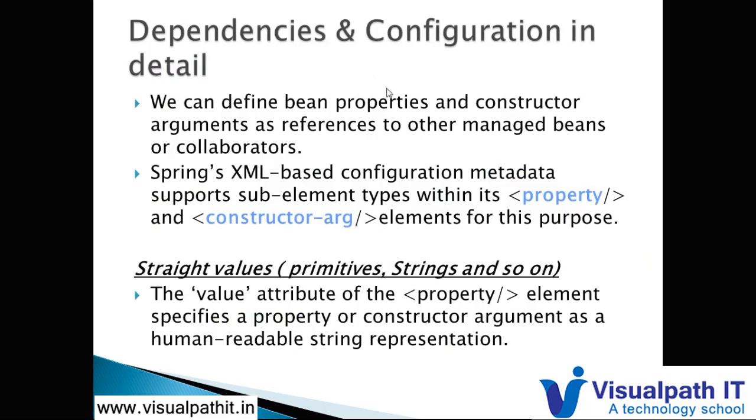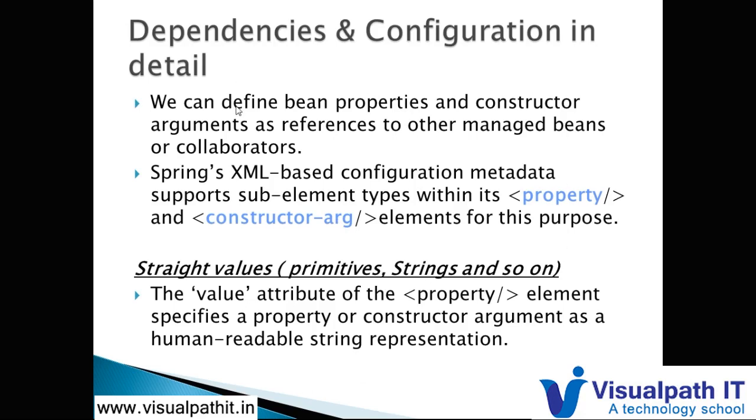Next, the topic is dependencies and configuration in detail. See, the first thing we need to understand, if we recall once again, is that dependency injection or inversion of control makes our code loosely coupled, that is lightweight. What exactly is loosely coupled? What exactly does lightweight mean? The dependency between the objects will not be much. So how does that dependency and configuration happen?